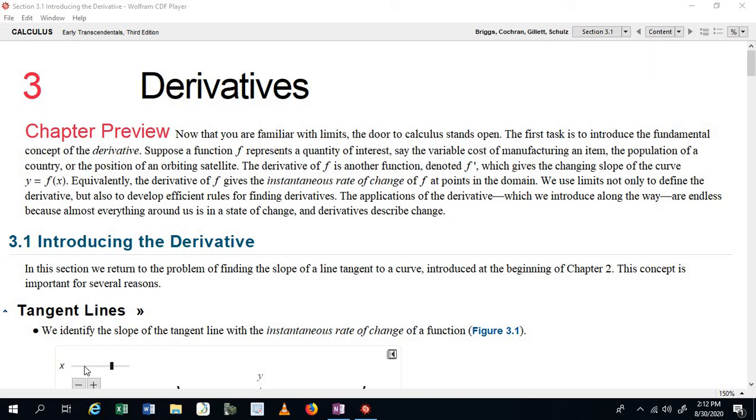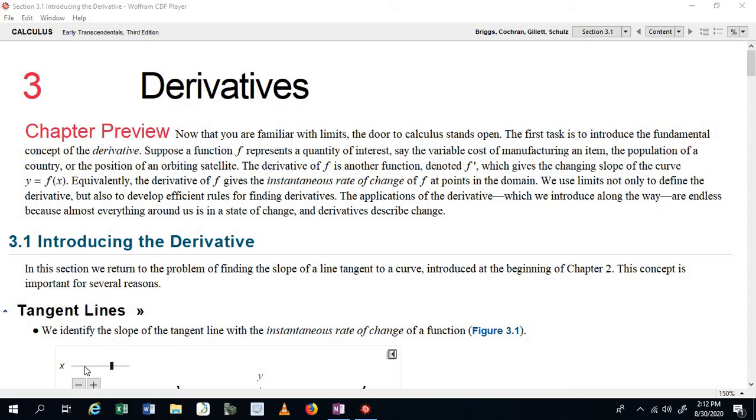Hello again. In this video, we're going to start talking about the material from Chapter 3, which is on derivatives. Now, building on the idea of a limit, which we talked about in Chapter 2, we're going to introduce the two most fundamental operations in calculus. One is known as the derivative, and the other is known as the integral.